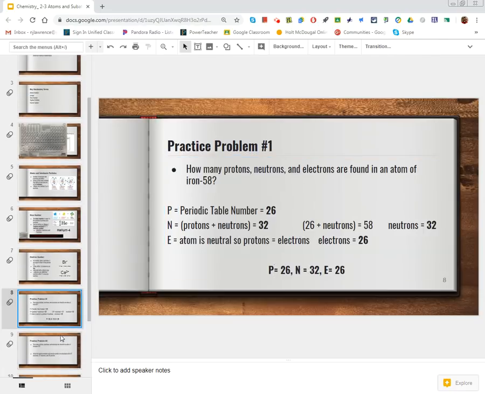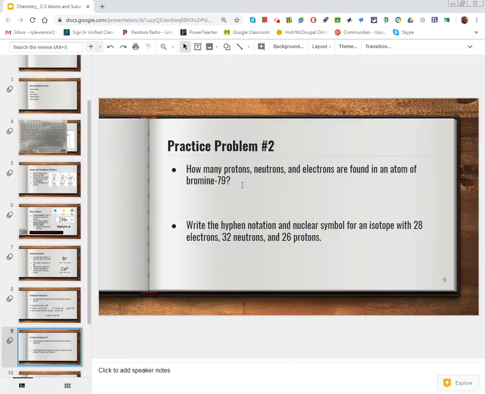So now it's your turn. Here are 2 practice problems for you to try. Go ahead and pause the video, try the first one, I'll explain the first one, and then pause the video, try the second one.